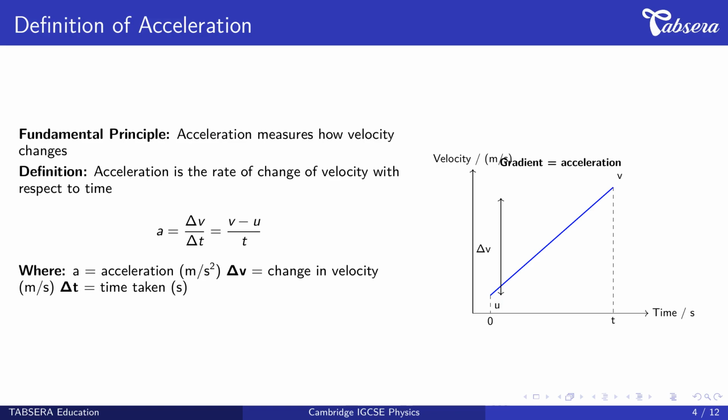Mathematically, we express this as a equals delta v divided by delta t, or alternatively, v minus u divided by t, where a represents acceleration measured in meters per second squared. Delta v represents change in velocity, measured in meters per second, and delta t represents time taken, measured in seconds.